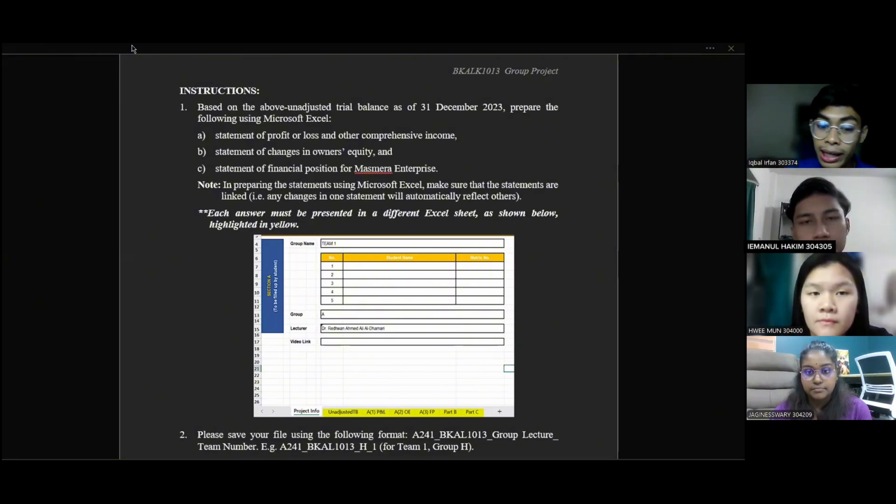So what I can say is these statements are critical to understanding a business's performance and financial health. The statement of owner's equity shows changes in ownership, while the balance sheet reveals the company's financial standing at a given moment.